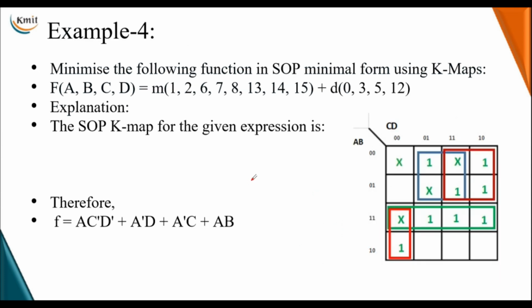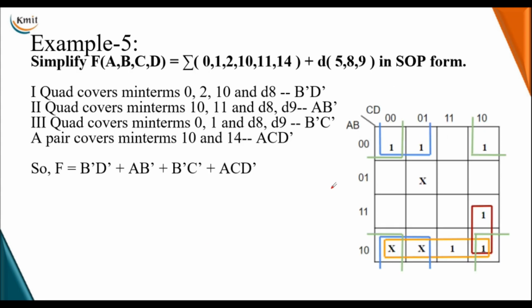Next, minimize the following function with the don't cares. Here I have mentioned it, so now you have to practice by considering the don't care values. We almost have 3 quads with 1 pair. Those 3 quad terms are A bar D, A bar C and AB, and this pair will have AC bar D bar, and one don't care is not at all used. So just leave that.